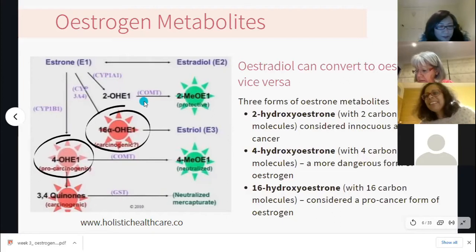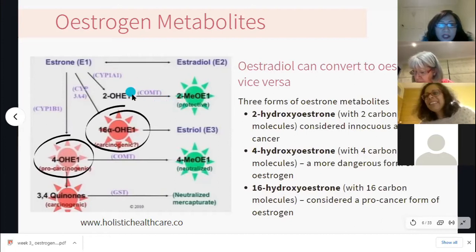COMT is another gene that is responsible for breaking down and detoxifying estrogen, but it also detoxifies neurotransmitters like dopamine and adrenaline. So when people have a defective gene that codes for COMT, what we call genetic SNPs or gene mutations, we can run these through DNA genetic testing with companies like My DNA Health, and we can see that if someone's got a COMT mutation, that means they can't break down estrogen.